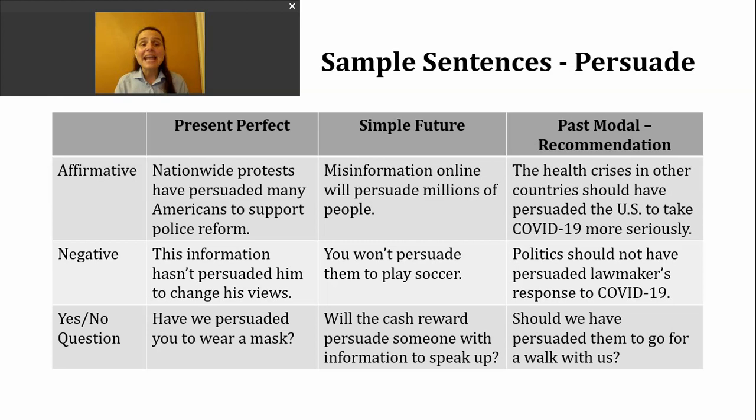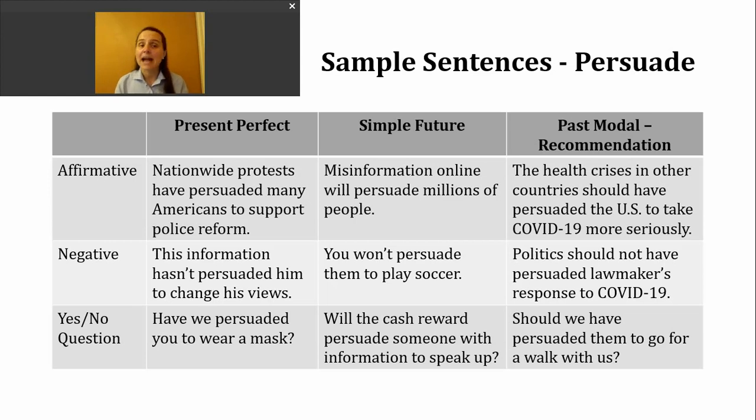If I want to make a negative sentence in present perfect, I'm going to insert not after have or has. And you might hear native speakers use the contraction form hasn't or haven't. Here's an example. This information hasn't persuaded him to change his views.